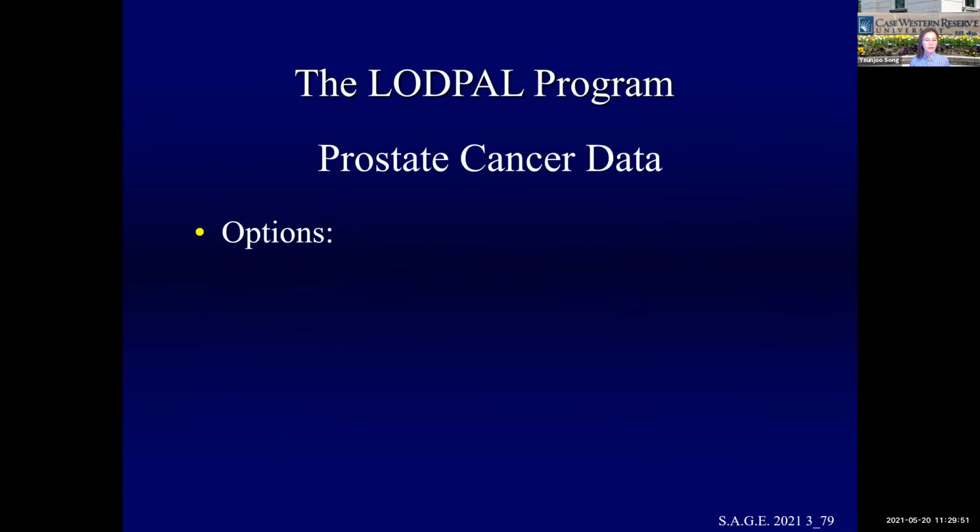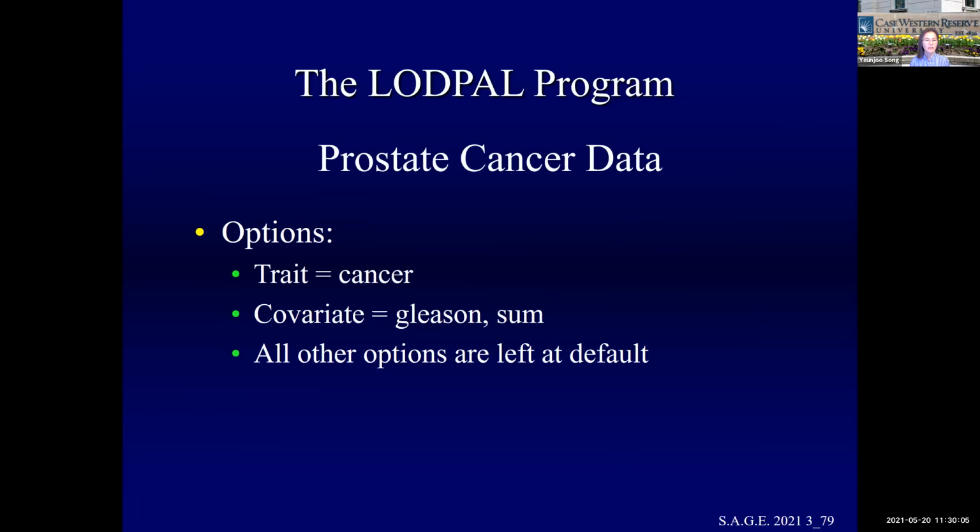Okay, for this LotPal demo, we will use a different data set that is also included in the S.A.G.E. release packages. This is the prostate cancer data, and the options in the following example are: it is a binary trait, cancer case or control, and it uses the Gleason score as a covariate. We'll use the sum of the Gleason score from the two individuals in a pair, and all other options are left as default.